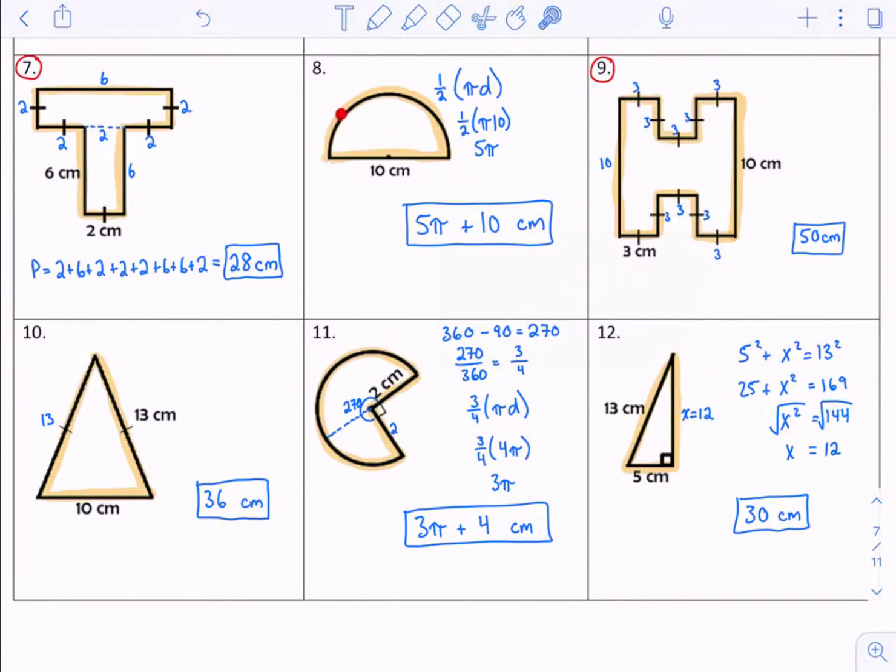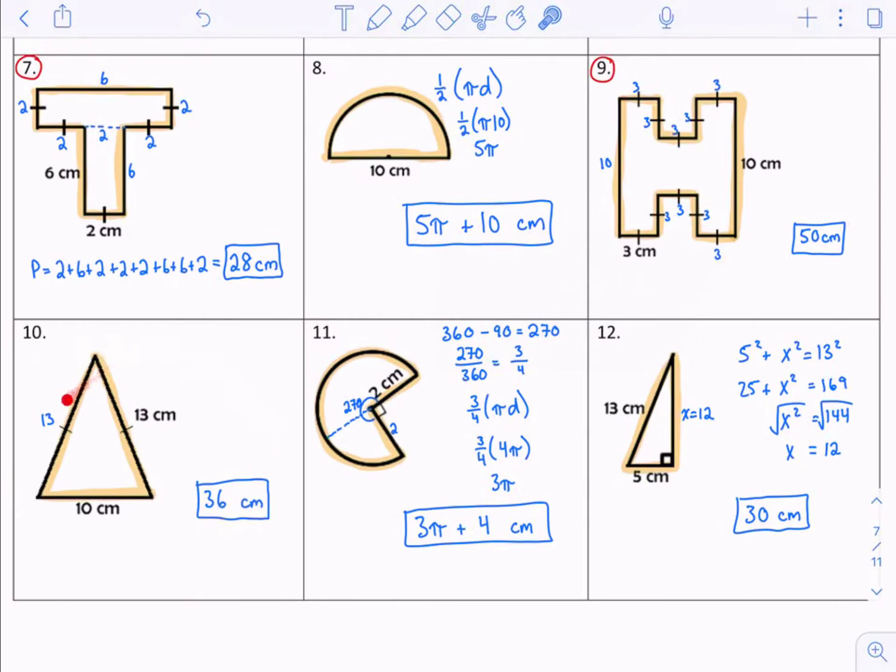Some of you might recognize this is half a circle, so you did half of pi times diameter, and you got 5 pi. But if this was the shape of a track that I had to run around, I would have to walk the curve and the straight. So if I'm doing the full perimeter, I have to add 10 more centimeters to get the full perimeter. That's why I highlighted. Anything that's highlighted needs to be added to the perimeter.